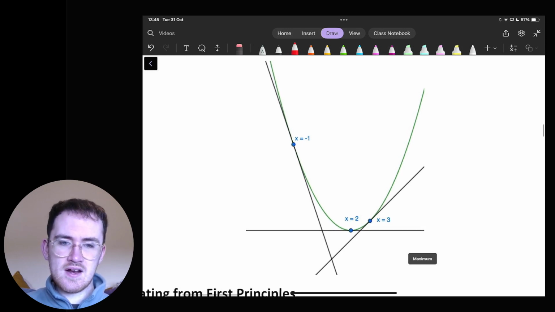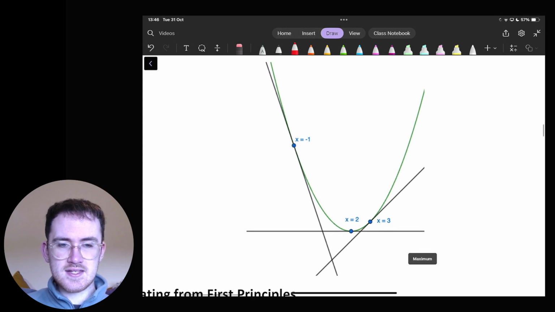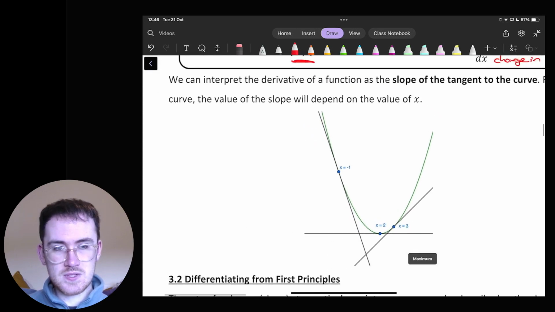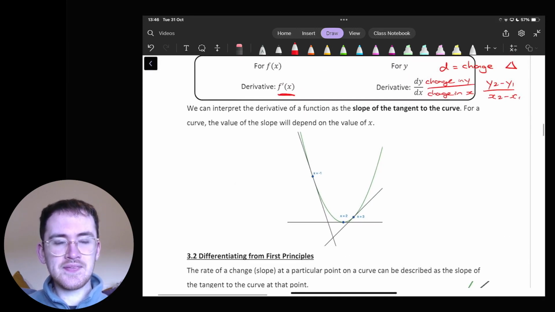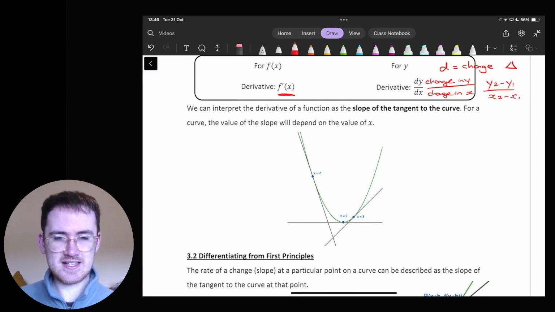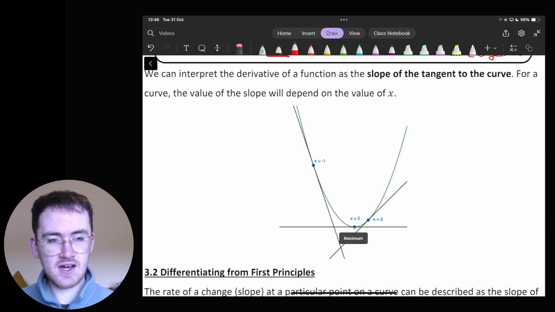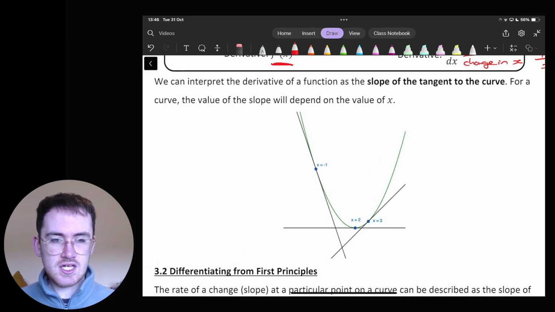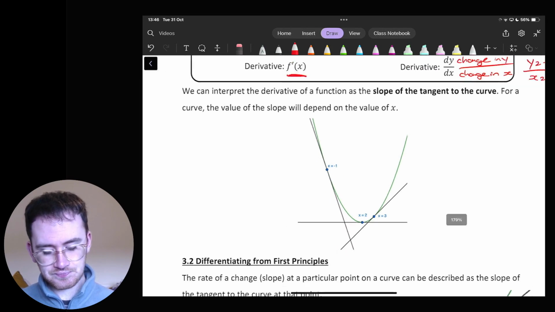So what my value of x is dictates what the slope is going to be and what the derivative is going to be at those particular points. And that's going to come up a lot later: when we find the derivative, that derivative a lot of the time will still depend on x. It will still have x involved because, as we see here, the value will change depending on what x is.